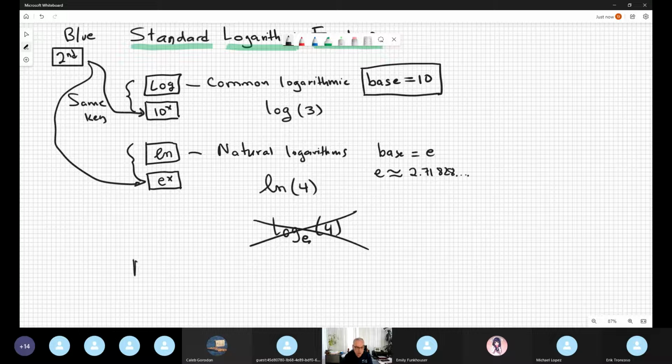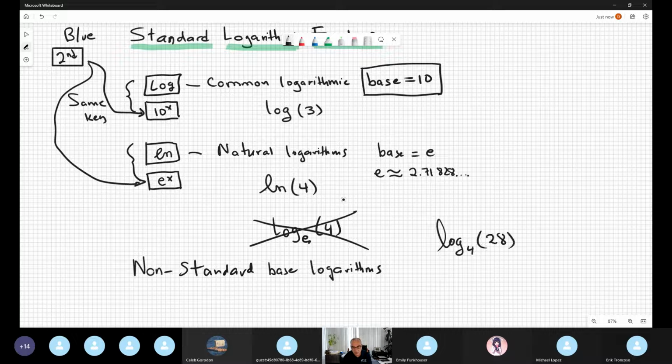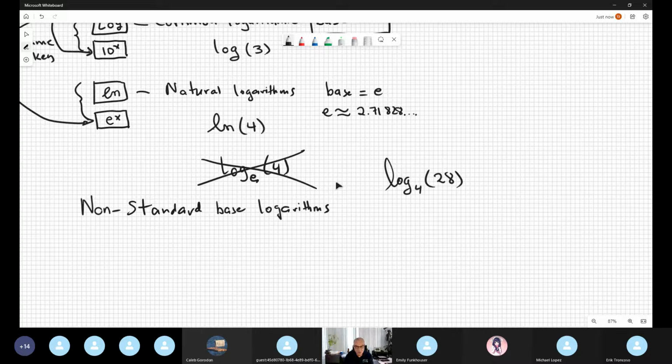So you have non-standard base logarithms. You write it like that, logarithm base 4 of 28. However, the majority of calculators have no non-standard base. The majority of calculators have the standard base. So you can compute the logarithm of 28 or the natural logarithm of 28. If we study now the relationship between this and this.